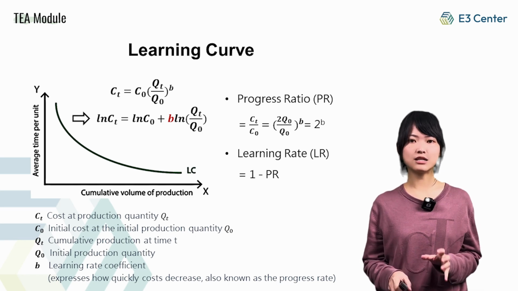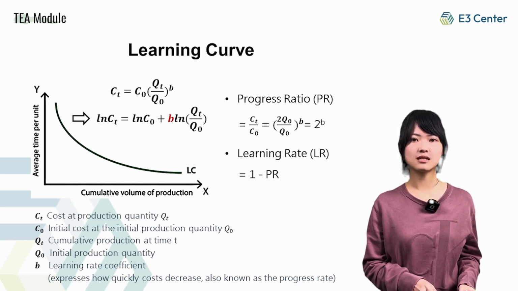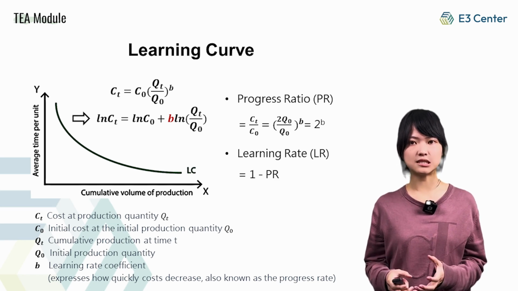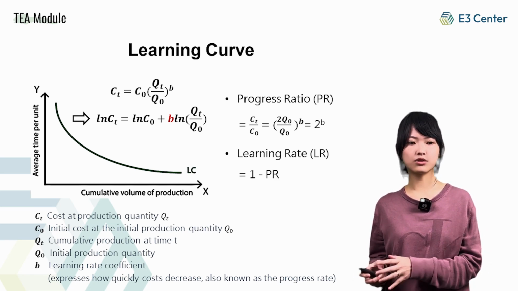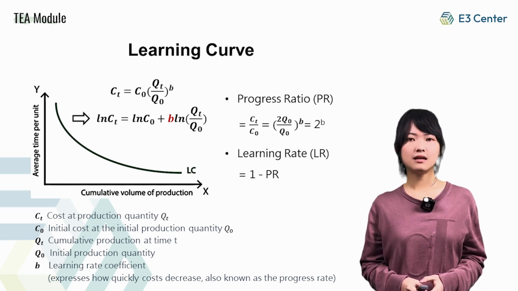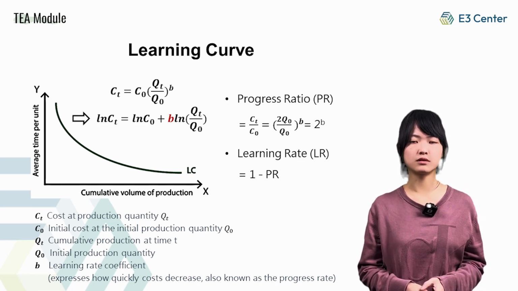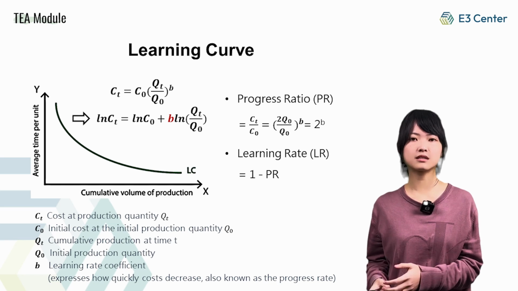And by taking the natural logarithm of both sides, we transform the equation to ln CT equals ln C0 plus B ln QT over Q0. This linear form is easier to analyze and use for the following predictive modeling.